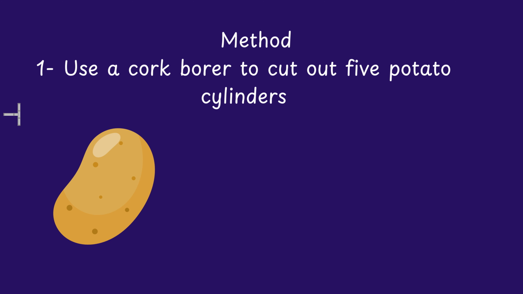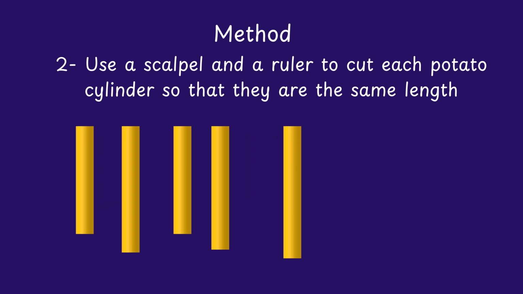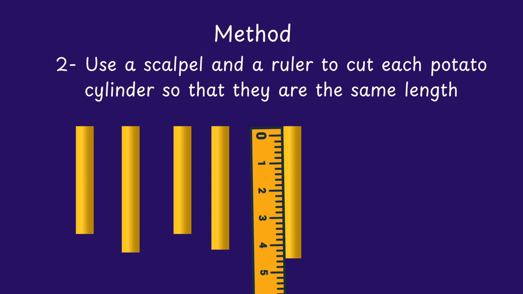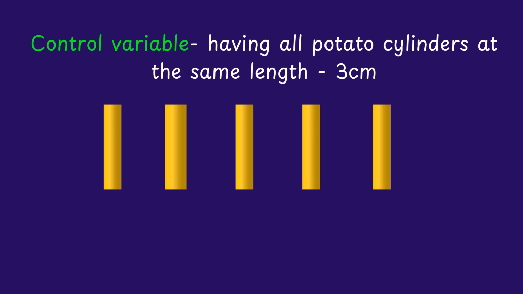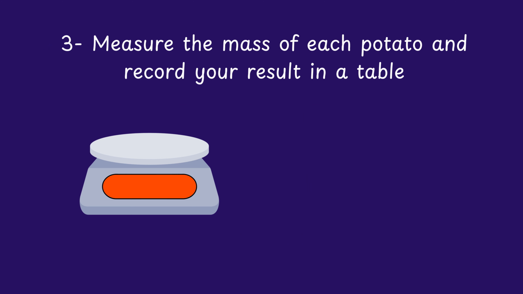Step 1. Use a cork borer to cut out 5 potato cylinders. Step 2. Use a scalpel and a ruler to cut each potato cylinder so that they are the same length. We will be using 3 centimeters for each potato. This is our first control variable, having all potato cylinders at the same length of 3 centimeters. Remember, a control variable would be the variable that is kept constant, the variable that is kept the same.